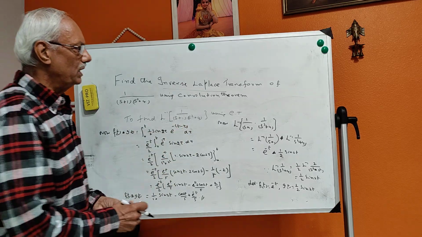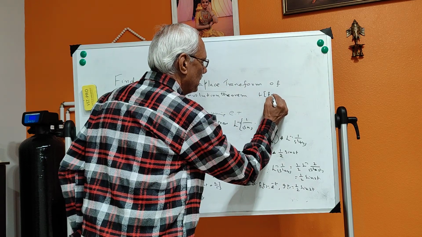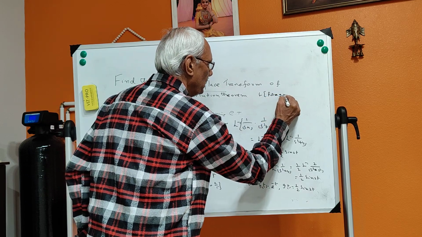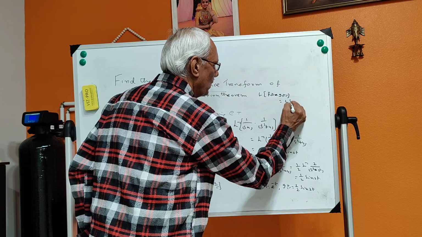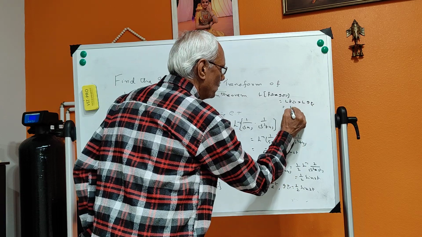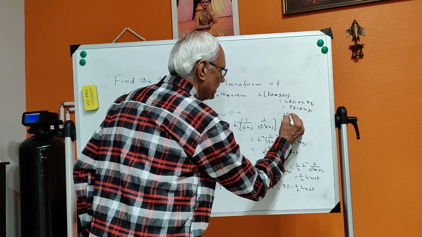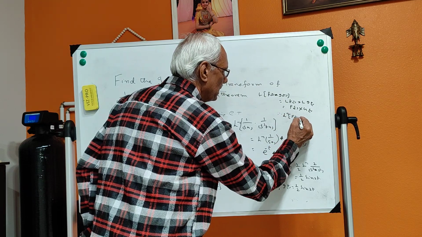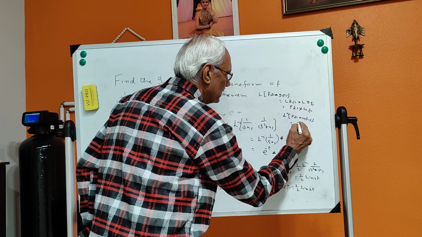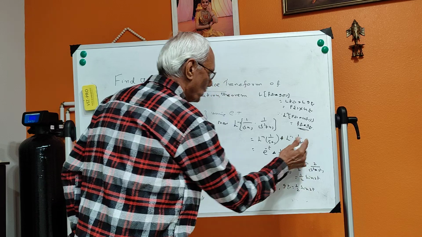See, we know that L of f of t convolution g of t is equal to L of f of t multiplied by L of g of t, that is equal to F of s multiplied by G of s. Therefore, L minus 1 of F of s multiplied by G of s is nothing but your f of t convolution g of t. So this is what I have done here.